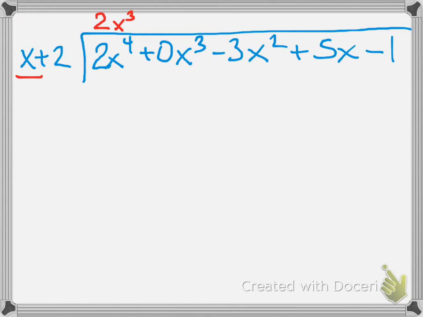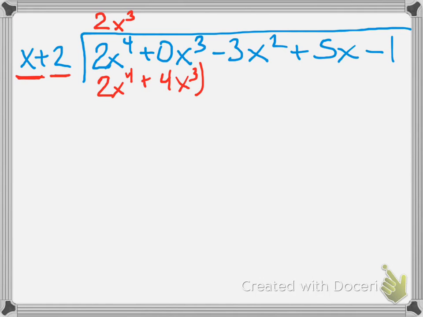Hopefully this will fit on the screen. I'm going to have to write kind of small and probably get smaller progressively as I go. Now what you have to do here is you have to multiply 2x cubed times both terms over here, x and 2. So I have to distribute 2x cubed. When I distribute it, I'm going to get 2x to the fourth, because 2x cubed times x is 2x to the fourth, plus 2x cubed times 2, which is 4x cubed.